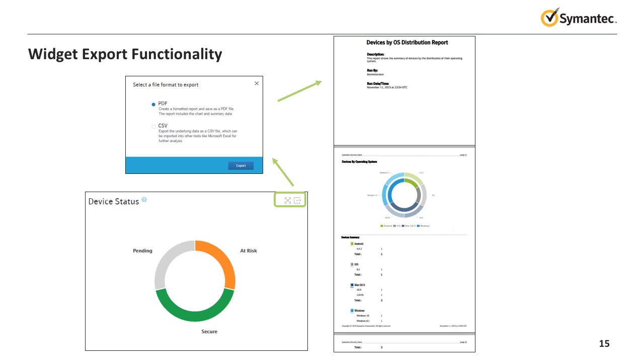To export data from a widget, on the top right corner of a widget, select the Export Data icon. In the Select a File Format to Export window, select a format and then press Export.